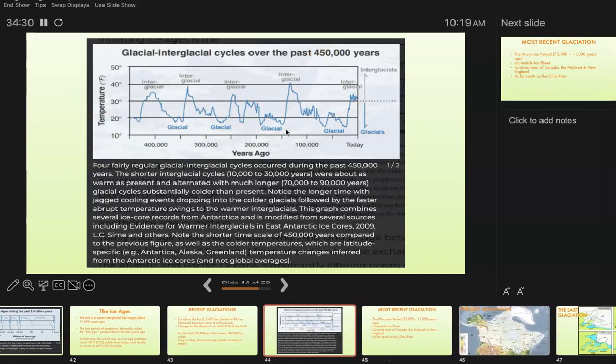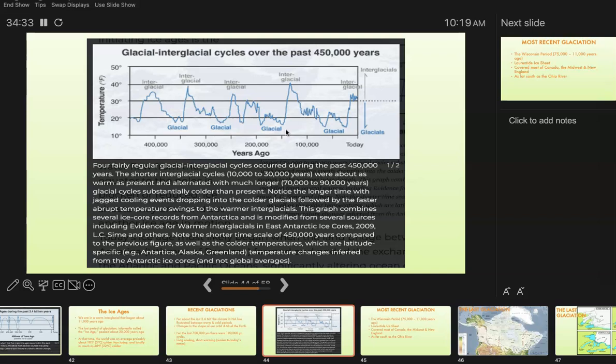Here's a slightly more complicated graph. I'll read it to you. It's kind of small print. This just has more lines in it. There's another one that's got an oxygen isotope on the far side, so they're actually plotting three things. But this is nice because it shows those interglacials.